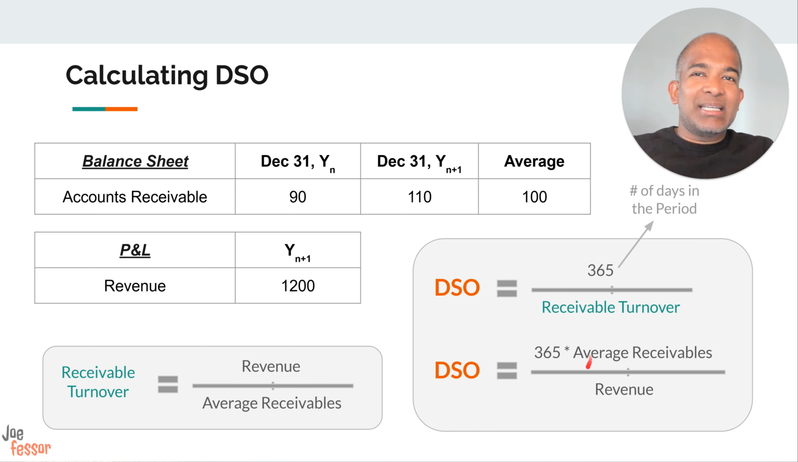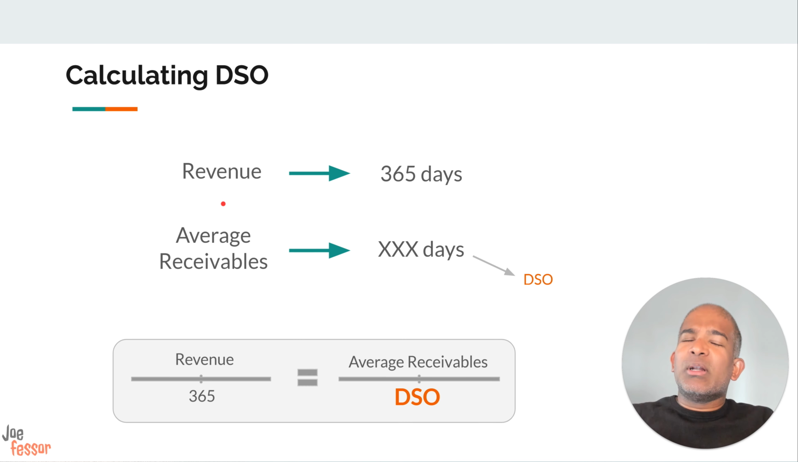Alternatively, we can calculate DSO directly by using average receivables and revenue as shown by the formula here. So on average, it takes this company about 30 days to collect payment from its customers after making a sale. Finally, let's explore a more logical way to interpret DSO, which is particularly useful for forecasting. Here we see that revenue represents 365 days of sales.